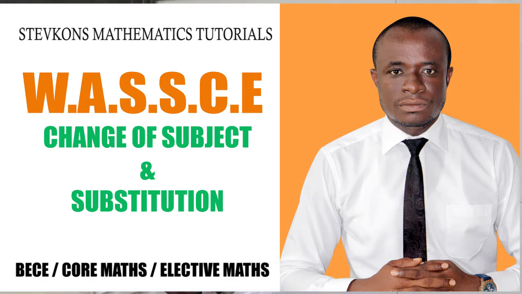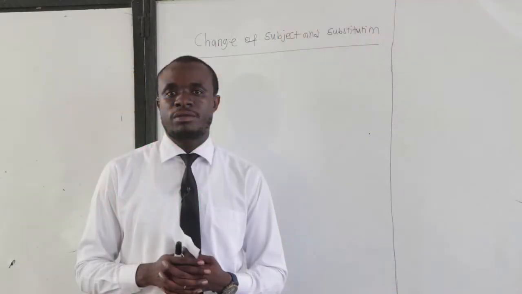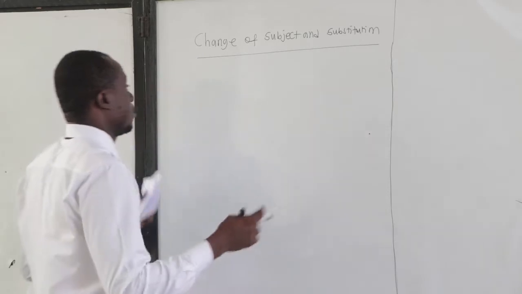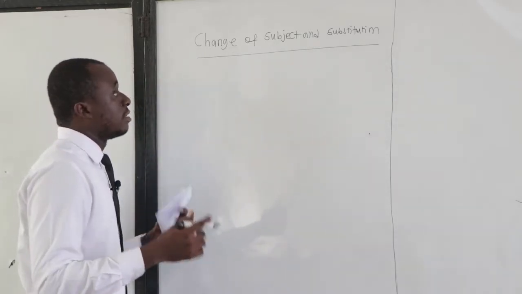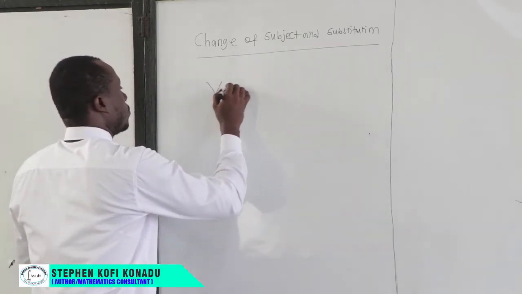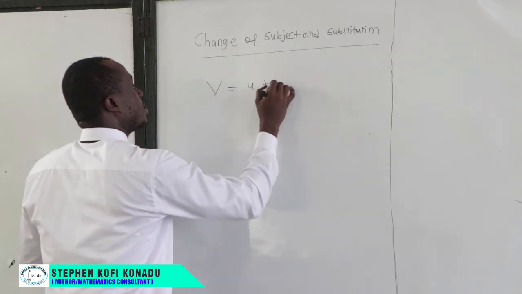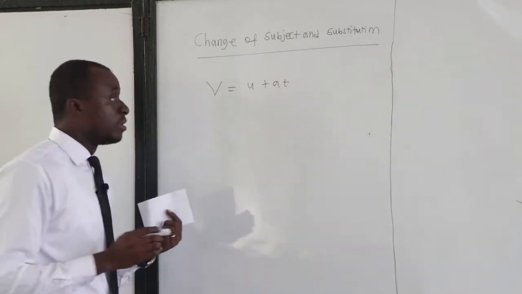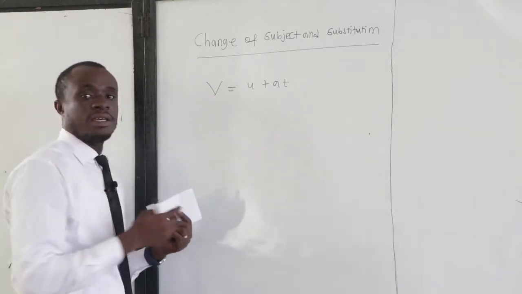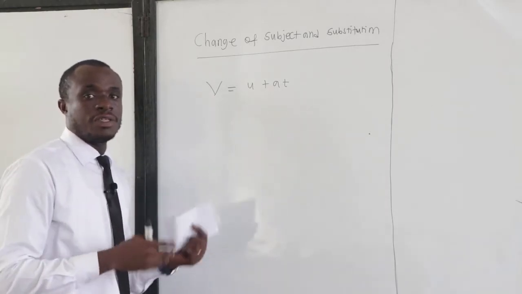Now, today we'd like to do change of subject. Now, change of subject, what does it basically imply? We have v equal to u plus at. Now, in this relation, we say that v is the subject of this relation.